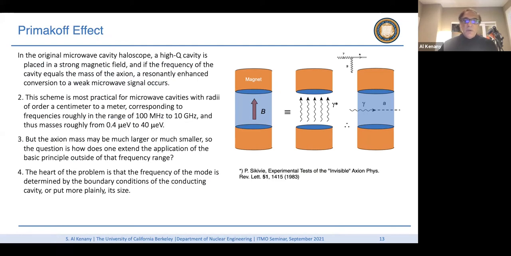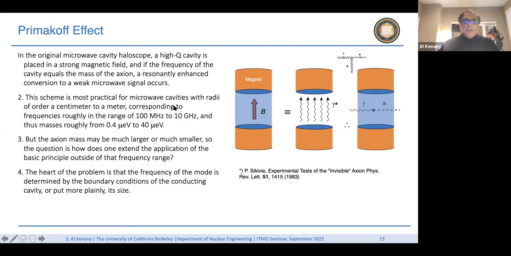And here comes the Primakoff effect, which suggests that in a magnetic field, with a high-Q cavity placed in a strong magnetic field, if the frequency of the cavity matches the mass of the axion, which is a type of frequency, then a resonantly enhanced conversion to a weak microwave signal occurs. And you see here the Feynman diagram: when an axion interacts with the virtual photon produced by the magnetic field, it converts to an actual photon that is measurable.